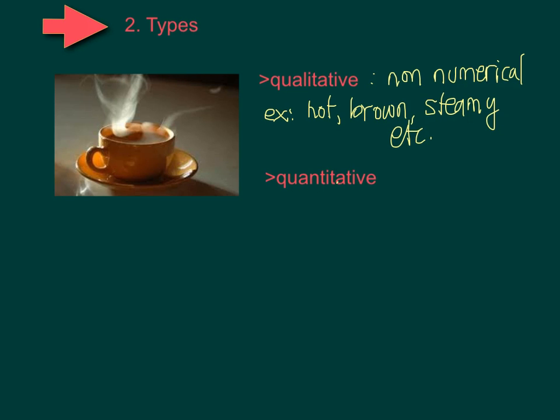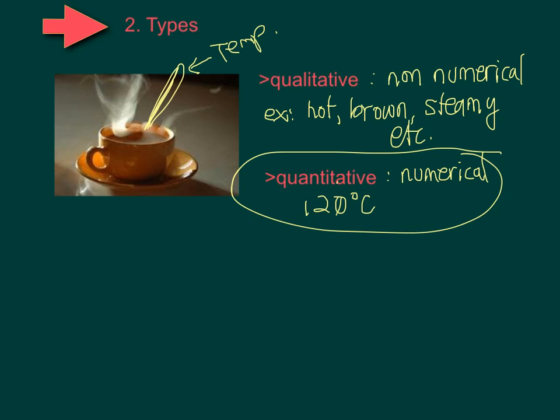These are all measurements that were made without me having to use a tool or a device to tell you the measurement. It's non-numerical. Quantitative are numerical. There's a number associated with it. So if I were to actually take a thermometer and put a thermometer in there and then look at the temperature and say I measured the temperature to be 120 degrees Celsius, then now I have a quantitative or a numerical measurement. We're going to focus on quantitative measurements from here on out.